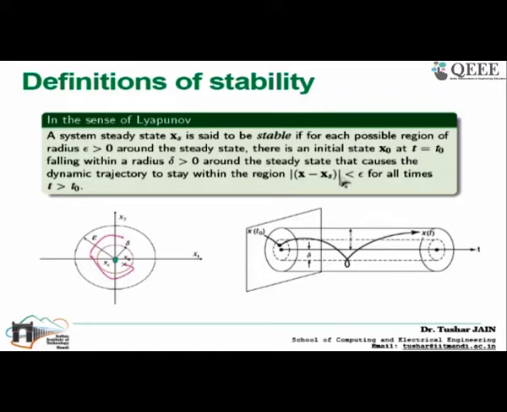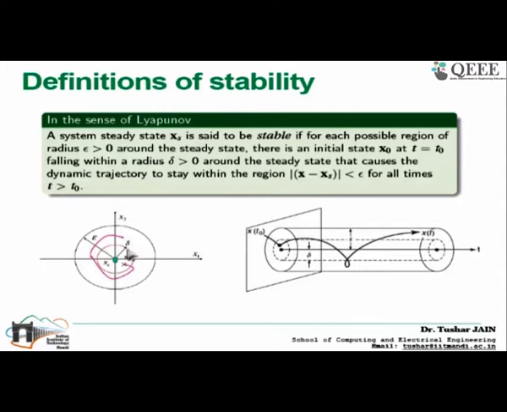What does this stability definition speak about? Let's see these two figures, what has been drawn here. We have x1, x2, assume that we have two states. Whatever is on the left hand side figure is basically the cross section of this one. If you try to see the figure from this side, you will see this left hand side figure.